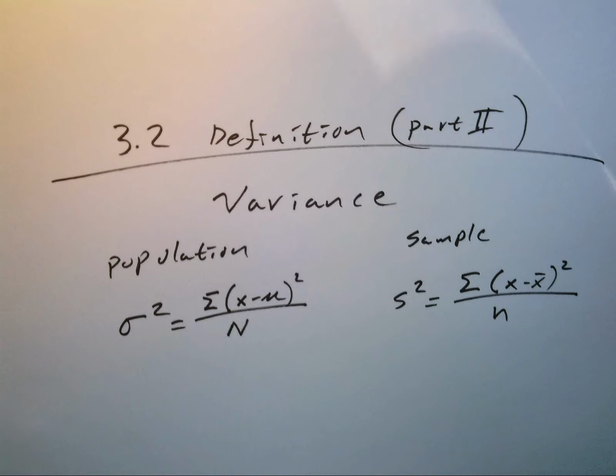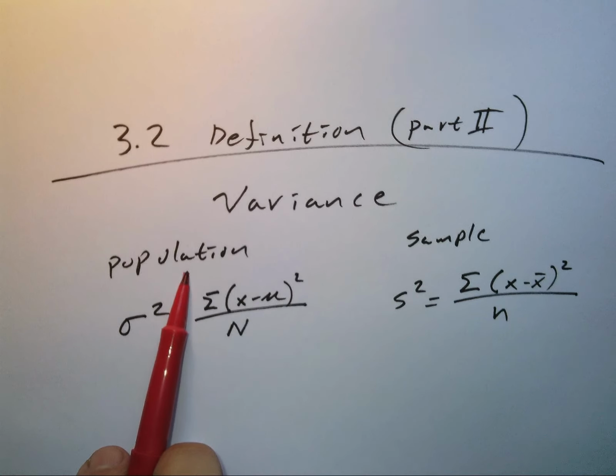All right, 3.2 definition part 2. Now we're going to talk about variance. So I'm just pulling the straight definitions from the book. All right, first I'm going to talk about the population variance.